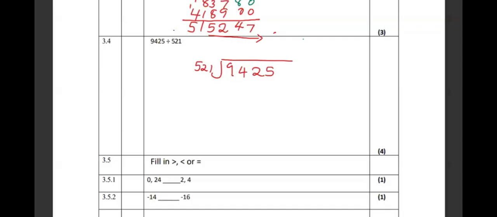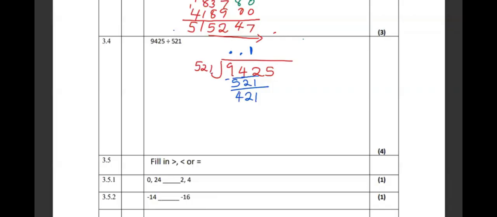So we don't have any 521s in 9, so that's a 0. 521s in 94, and how many 521s do we have in 942? It's just going to be 1. We multiply, sorry, we're going to have a 521. When we subtract that, this is going to be a 1, a 2, and then a 4.